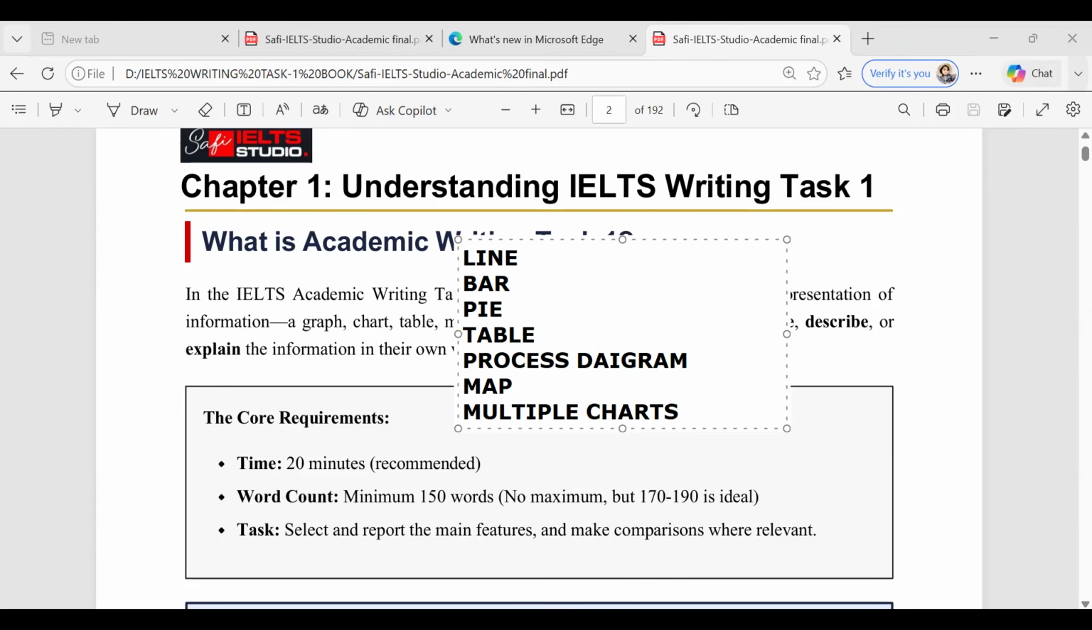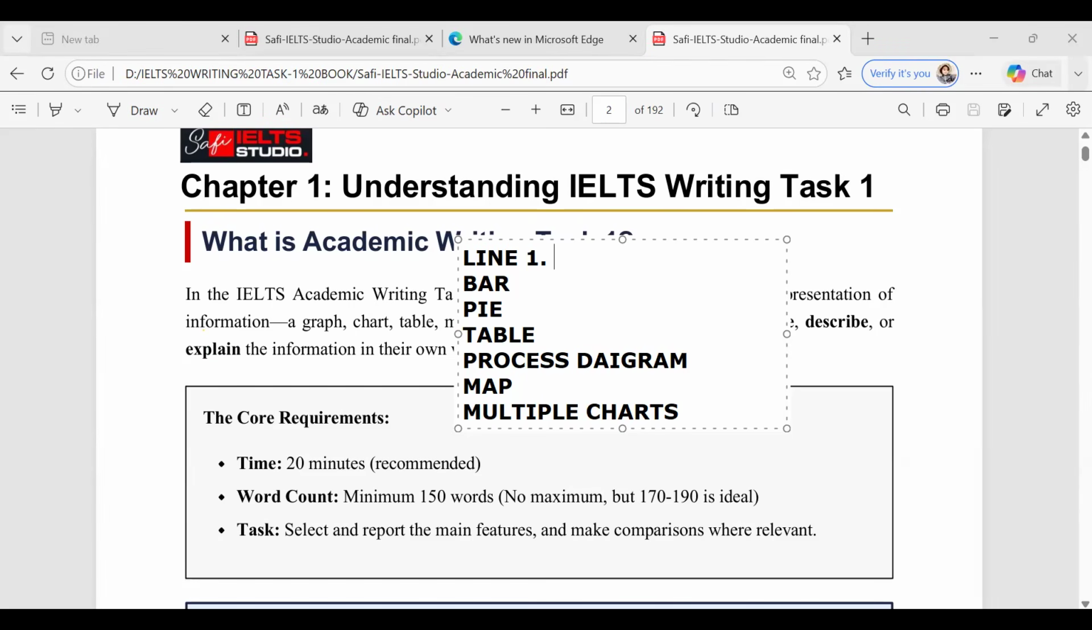So there is a total number of 7 graphs you may have in the exam. Knowing and understanding all of these 7 types of graphs is important. 1, 2, 3, 4, 5, 6, 7. These are 7, and inshallah, we will cover all these 7 graphs one by one.